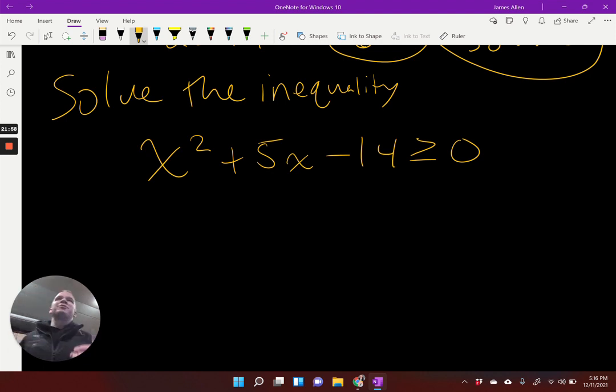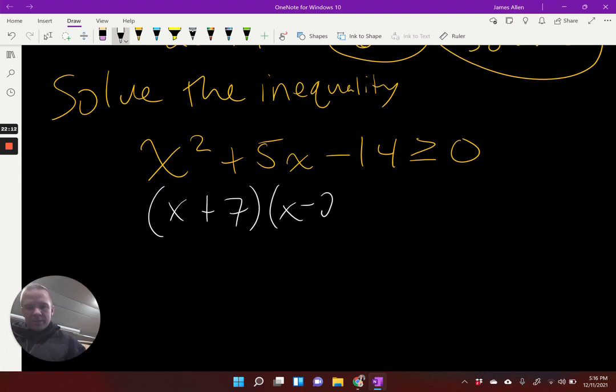Oh, if you didn't love quadratics, factoring, solving, you're going to love this because it involves inequalities too. Woo! Cool, let's go. All right, so what multiplies to negative 14 and adds to 5? X plus 7 and x minus 2 would do that trick, right? 7 and negative 2 gives me negative 14. 7 plus negative 2 gives me that positive 5. I love it.